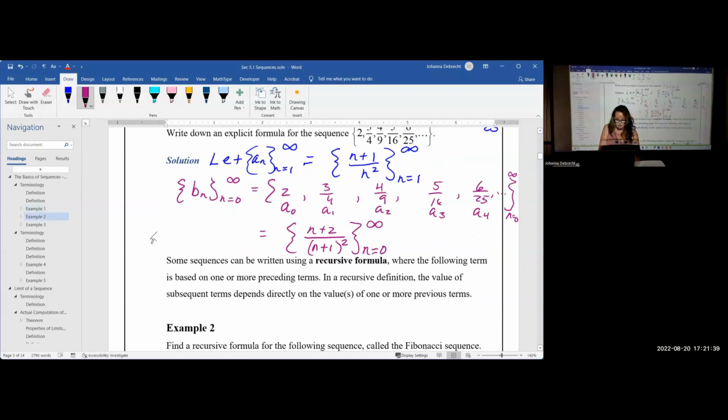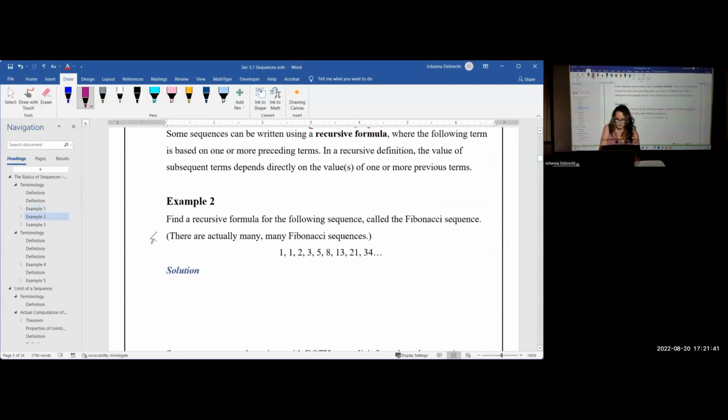Now, there's another way of writing down sequences rather than explicitly, and that's called using a recursive formula. Recursive means, well, cursive means curving around, and re means again. So curving around again, coming back again to what you had before. In order to use a recursive formula, the following term is based on one or more of the ones in front of it. In other words, I can't know what the fifth one is unless I know what the fourth one, third one, second one, and first one are.